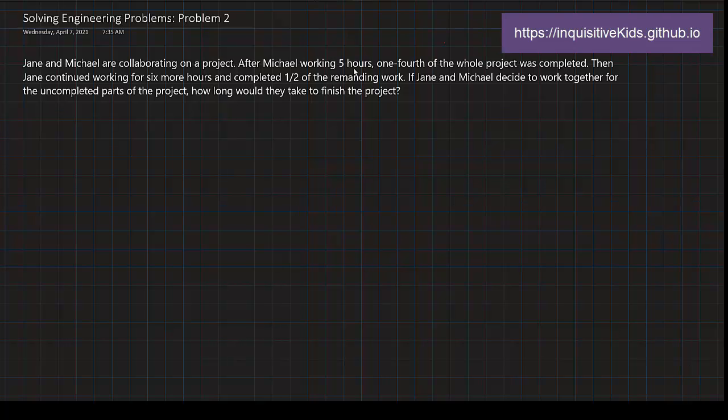So let's review that problem and collect the information we've got. After Michael working 5 hours, 1/4 of the whole project was completed. Then Jane continued working for 6 more hours, completed 1/2 of the remaining work. So that's another key point there. If Jane and Michael decide to work together on the uncompleted parts of the project, how long will they take to finish the project? So how are we going to do this?